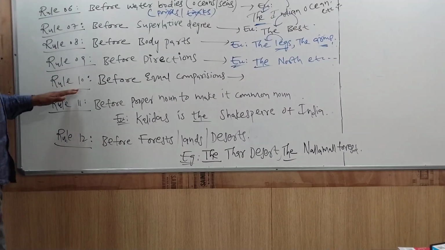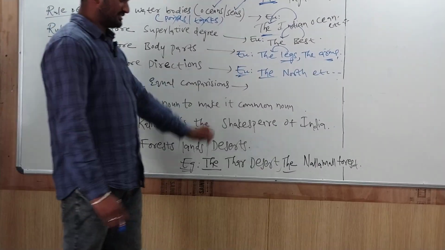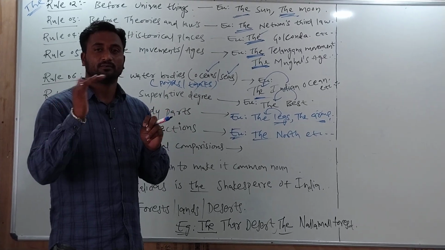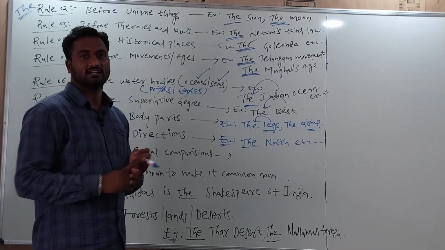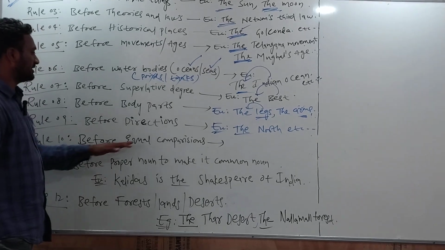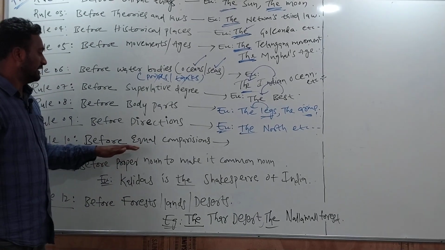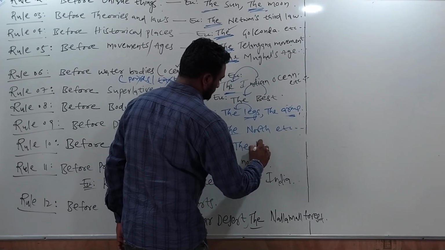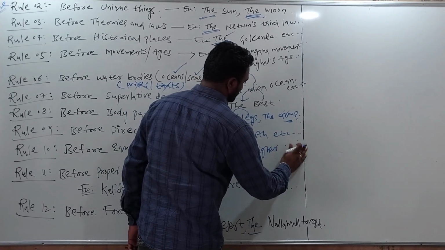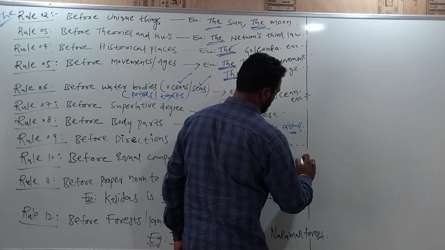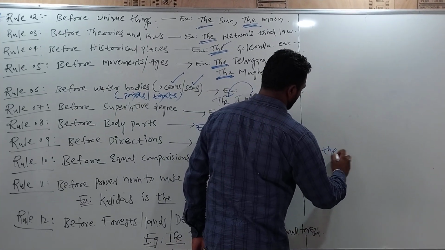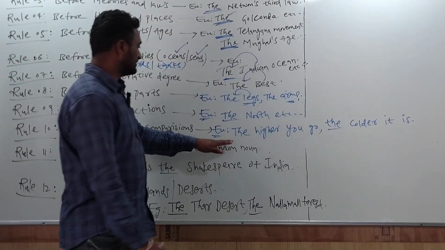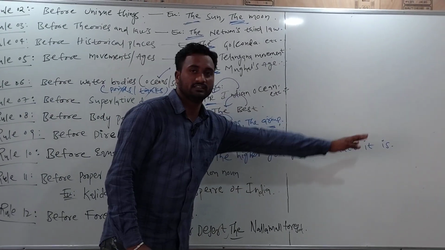And rule 10, before equal comparison. What do you mean by equal comparison? Whenever we are saying something about something equally or of equal potentiality, whenever you want to describe, you should use only article "the". For example, the higher you go, the colder it is.